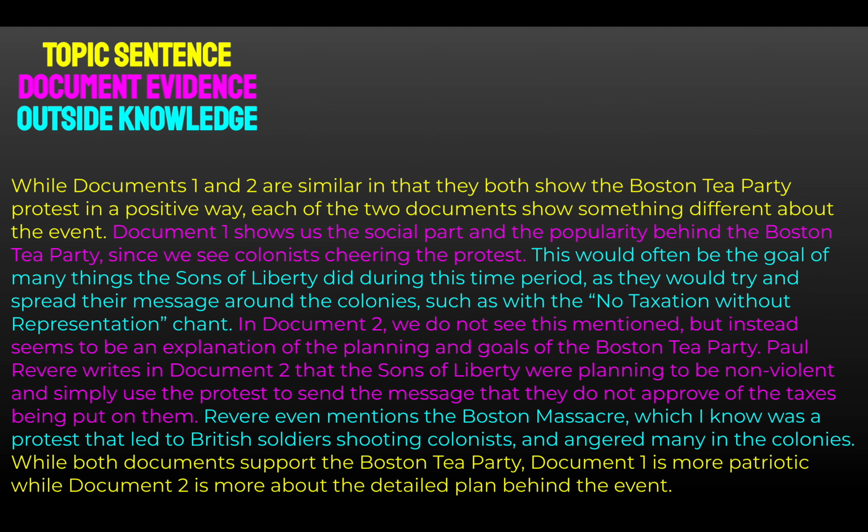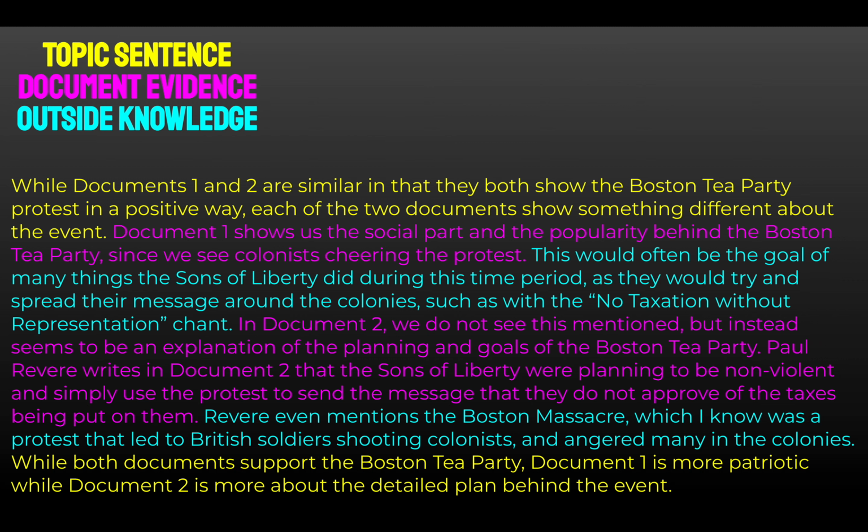I do have to use both documents, so I will do the same thing now for document 2. Give document evidence and outside knowledge. In document 2, we do not see this mentioned, but instead seems to be an explanation of the planning and goals of the Boston Tea Party. Paul Revere writes in document 2 that the Sons of Liberty were planning to be nonviolent and simply use the protest to send the message that they do not approve of taxes being put on them. That's coming directly from Paul Revere's diary entry. That pink part, I'm taking it from there.